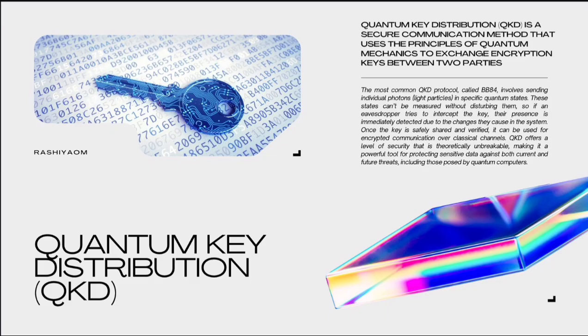Number two is random measurement. For example, party A measures the incoming photons using randomly chosen bases. Because of quantum mechanics, if he chooses the correct basis, he gets the correct bit. If not, the result is random. Now, number three, public comparison. After transmission, both parties publicly compare the bases they used. They only keep the bits where their bases matched. This becomes the raw key.